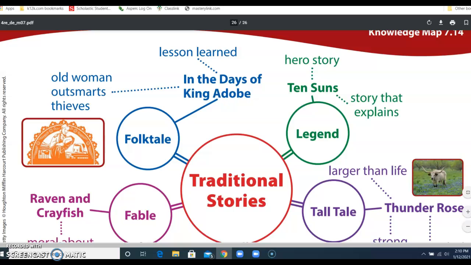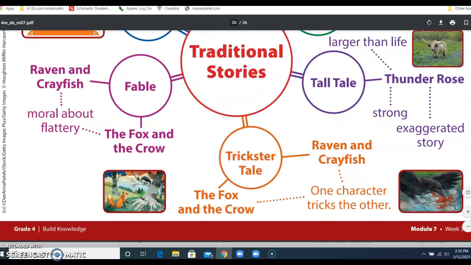If you come over to the next section, it shows you tall tales. In the tall tales, you read a tall tale called Thunder Rose. When you read the tall tale Thunder Rose, it told you things that were larger than life, exaggerated stories, strong. This is a place where hyperboles exist, when you're telling something with an extreme exaggeration, which again, that's the reason for the word tall tale, because it is tall or it is exaggerated.